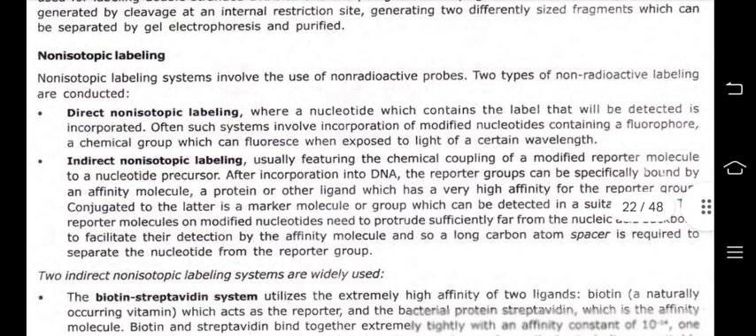Non-isotopic labeling. Non-isotopic labeling systems involve the use of non-radioactive probes. Two types of non-radioactive labeling are conducted. Direct non-isotopic labeling is where a nucleotide which contains the label that will be detected is incorporated. Often such systems involve incorporation of modified nucleotides containing a fluorophore, a chemical group which can fluoresce when exposed to light of a certain wavelength.